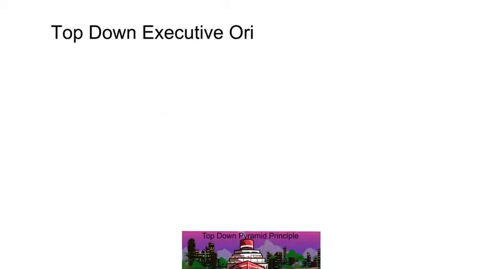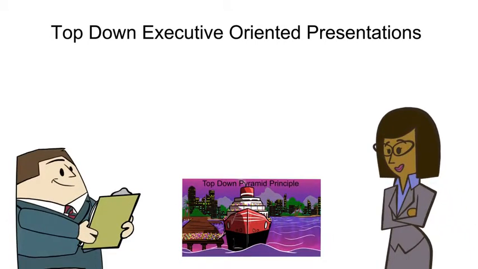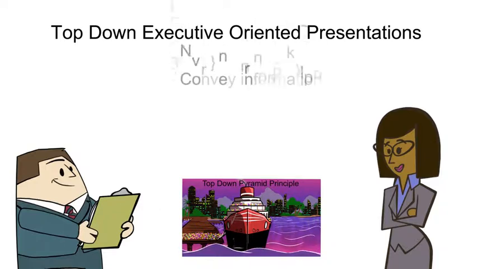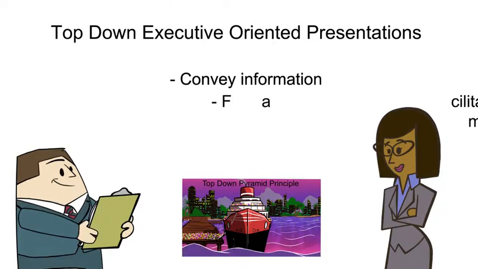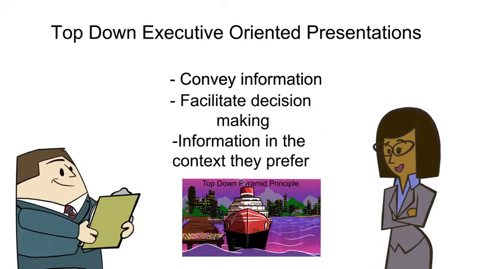Top-down executive decision-oriented presentations are different than any other kind of presentation you have seen. They are not designed to only convey information, but are designed to facilitate decision-making. The purpose of the presentation is to give an executive the information they need in the context they prefer to make a decision. Consultants use this style of presentation because they have learned what executives prefer.